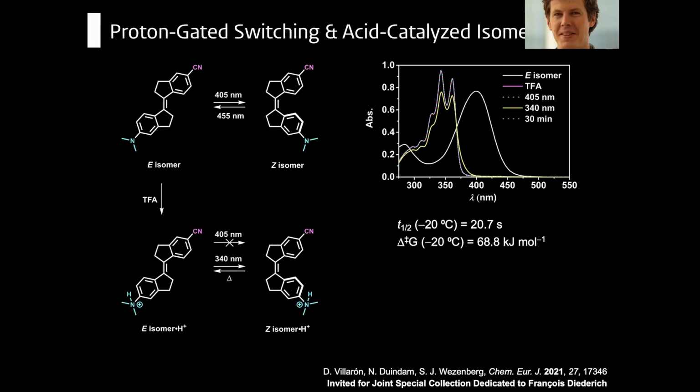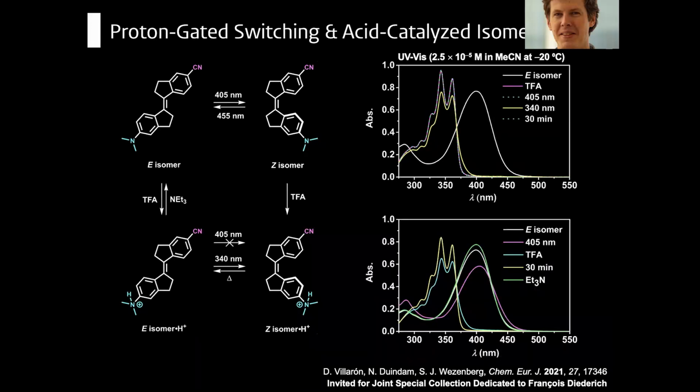But what we also saw is that when you go to the Z isomer in the presence of acid, the Z isomer thermally relaxes to the E isomer. And that's a little bit surprising because, as I mentioned in the beginning of the talk, normally these stiff stilbene switches have very, very high energy barriers for thermal isomerization. But in this case, for some reason, by acid, we can catalyze this process.